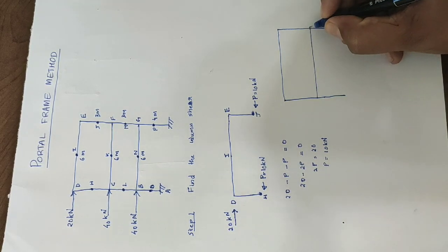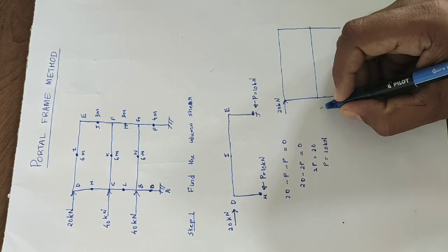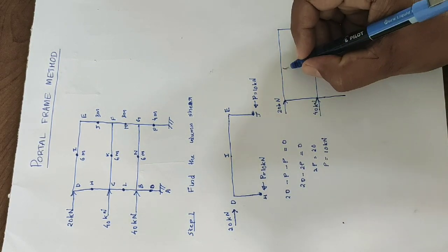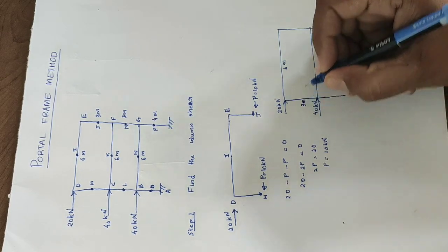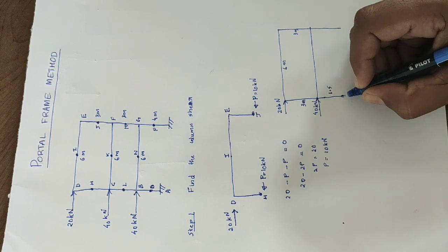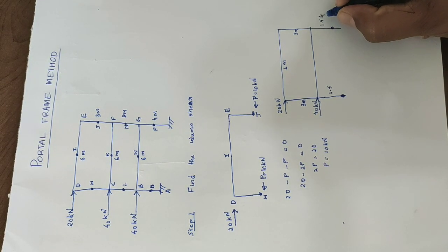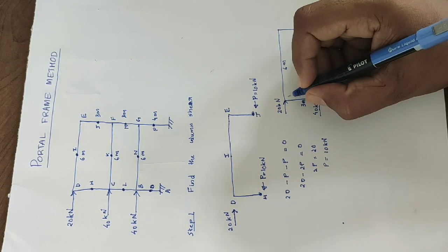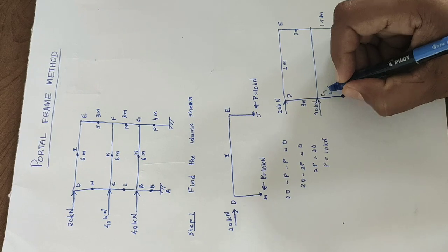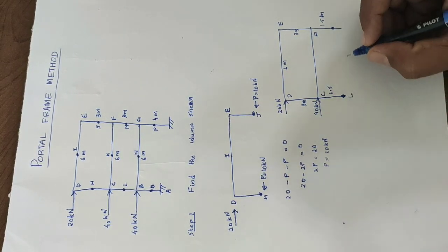So here you see this is 20 kilonewton, here again 40 kilonewton, this is 6 meter, this is 3 meter, this is 3 meter, and this is again the midpoint of it, so it is actually 1.5 meter. So this point is your D, this point is your E, this point is your C, this point is your F, and this point is your L and M.